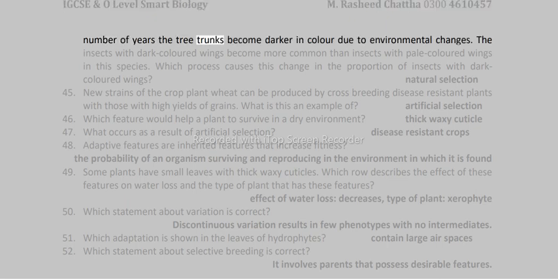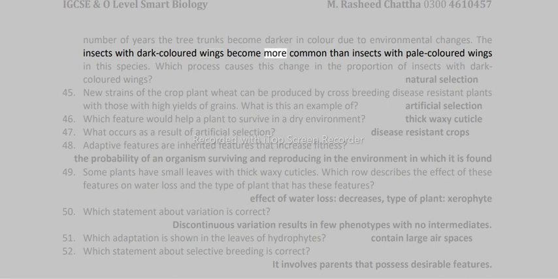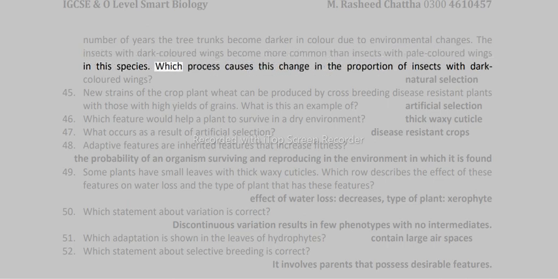After a number of years, the tree trunks become darker in color due to environmental changes. The insects with dark-colored wings become more common than insects with pale-colored wings in this species. Which process causes this change in the proportion of insects with dark-colored wings?